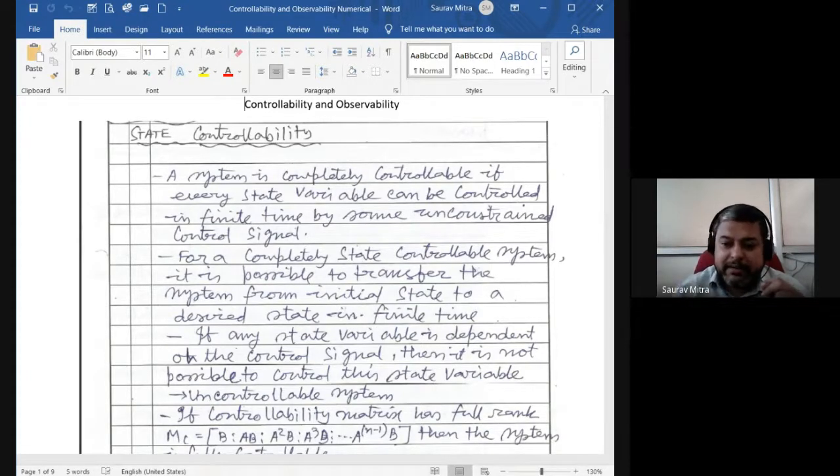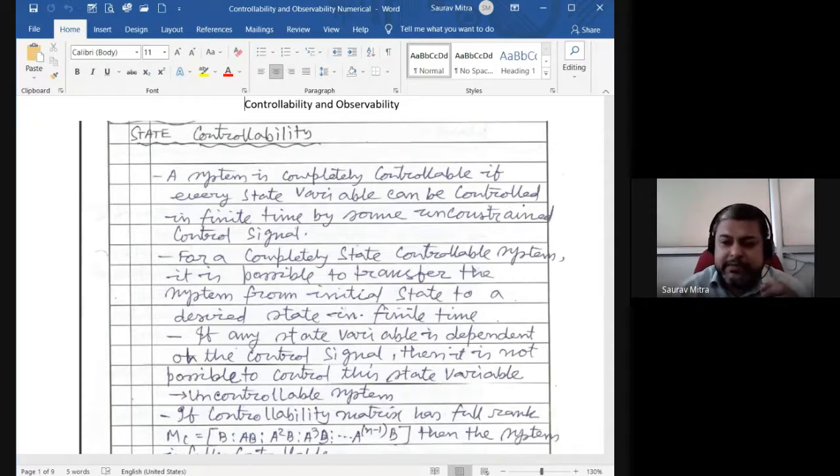If you're driving a car, what are the states? The states are speed, direction, velocity. Whether by brake or accelerator, I can control the speed at every time. Whether by brake, accelerator and steering, I can control the direction and acceleration of the vehicle or not. That is called controllability. So if by external inputs I am able to control the states, that study is done in controllability.